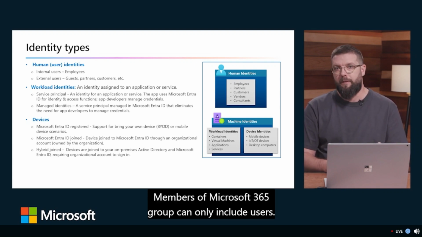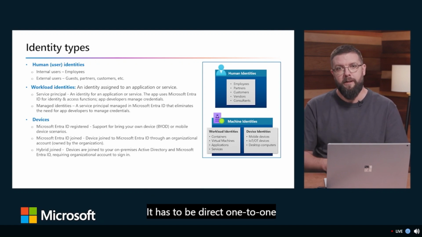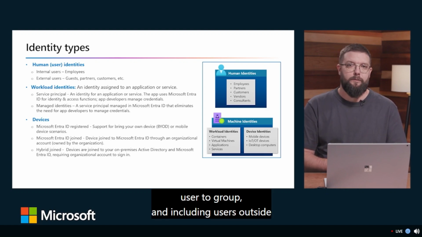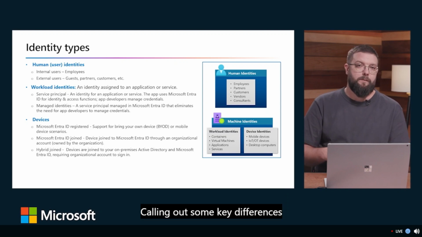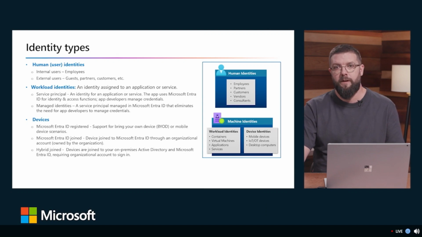So members of a Microsoft 365 group can only include users. You can't have nested groups inside of this group. It has to be direct one-to-one user to group. And including users outside of your organization, you're allowed to do that as well. So, calling out some key differences between M365 groups and security groups.